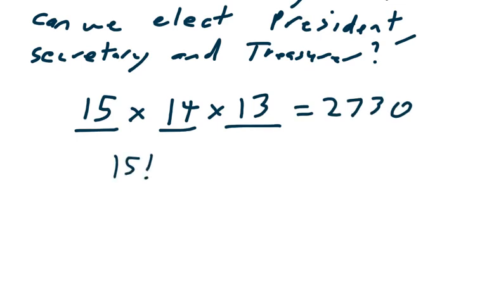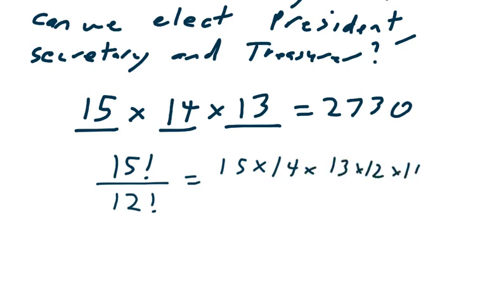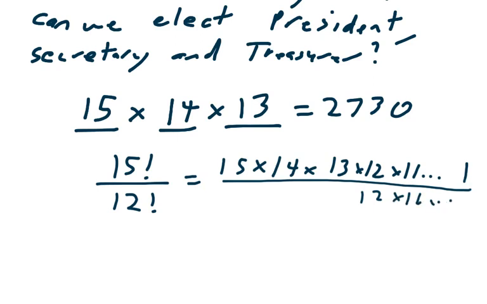Now, there's another way that we can do this: we can do 15 factorial divided by 12 factorial. Because this would be 15 times 14 times 13 times 12 times 11, till we get to 1. And on the bottom, we'd have 12 times 11 times, till we get to 1. And everything from 12 until 1 would cancel each other out, and we would still get the 2,730.